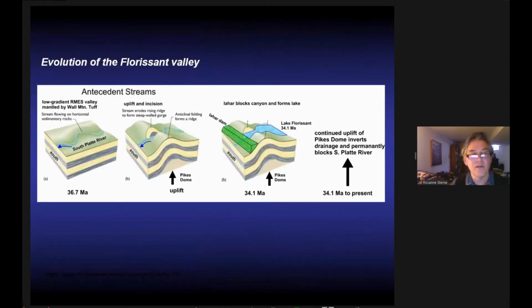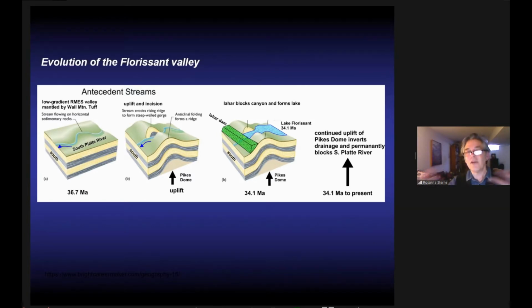And in a little more artistic view, we have this low gradient Rocky Mountain Erosion Surface. We start the uplift of the Pikes Dome and we get this very deep incision that creates the canyon. So the river at this point is an antecedent river. Then the Lahar Dam comes, blocks that canyon, we back up the lake deposits at 34.1, and subsequent to that, we continue this folding. I think this is just a beautiful example of timing where we can nail when this Pikes Dome initially came up. And it started coming up back at the end of the Eocene, not during mid-Miocene time.